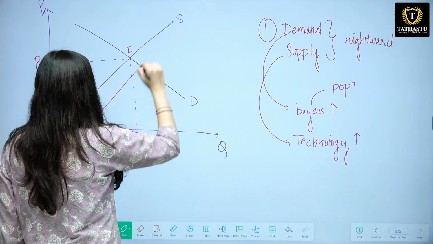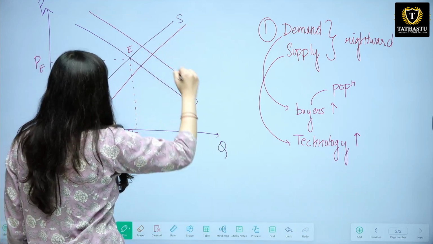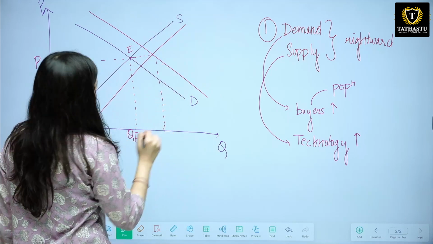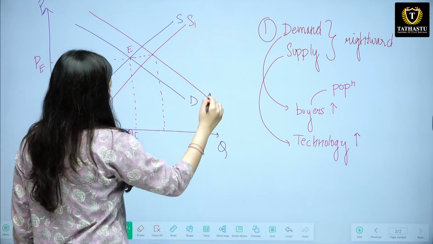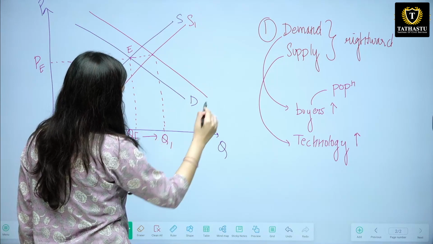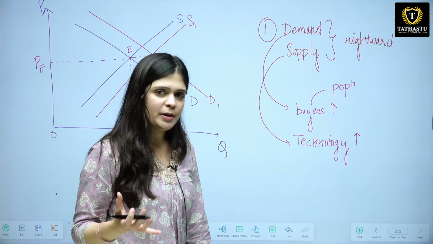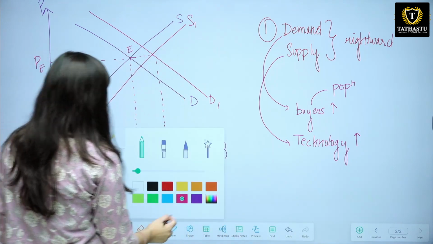Let's say supply and demand, they both shifted, okay, with equal amount. So in this case what will happen? In this case the quantity will increase to Q1, okay, price will stay the same. Okay, now let us take the second case.